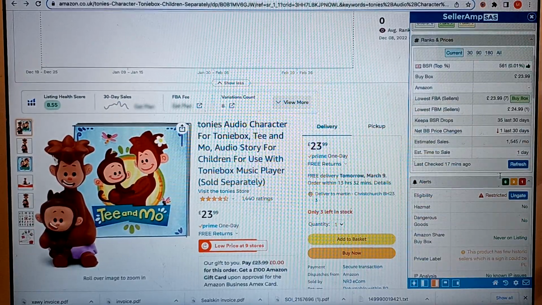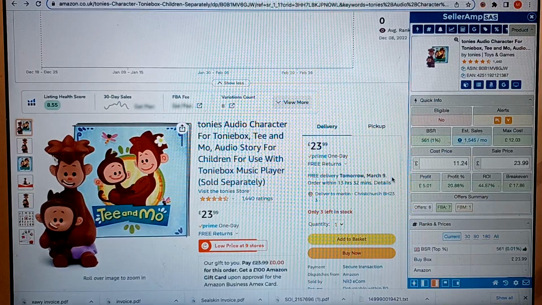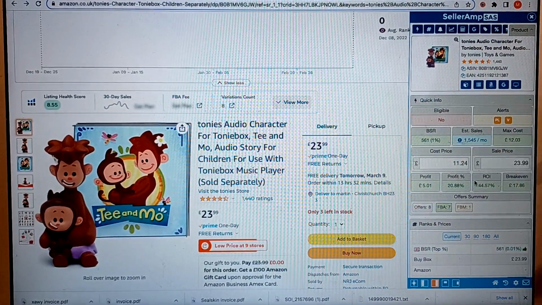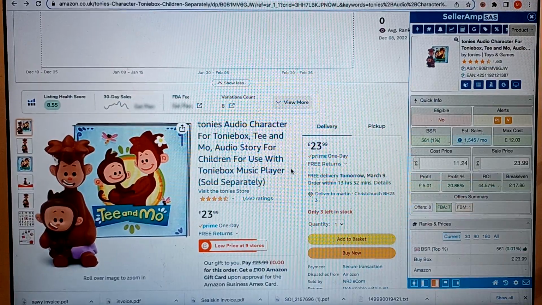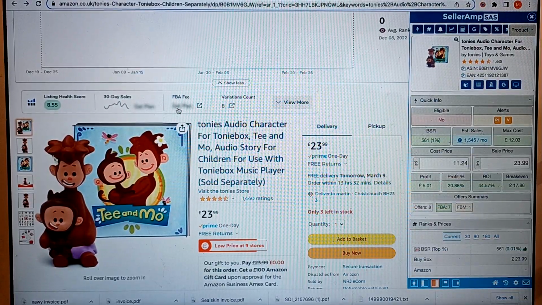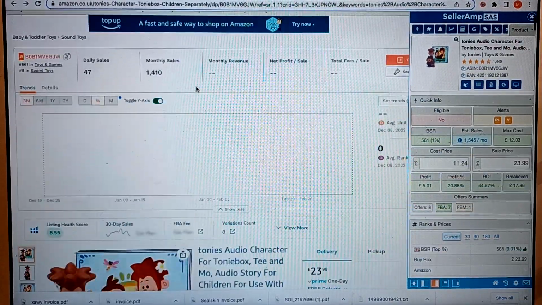That's very basic. I've covered that in other videos. But what we need to look at here is where it says estimated sales, 1,545 a month. Now we can use Chrome extensions like Helium 10. It will tell you the 30-day sales, but I don't pay for this version, hence why it's grayed out.